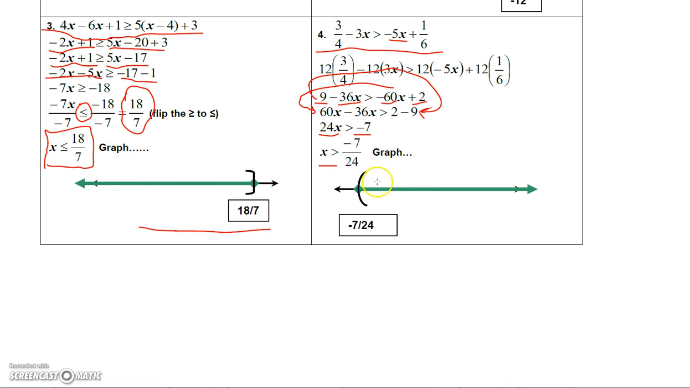Now, if you were really using a true number line with numbers on it, you would want to make sure you put these numbers in their appropriate places. And that pretty much completes this video on solving linear inequalities.